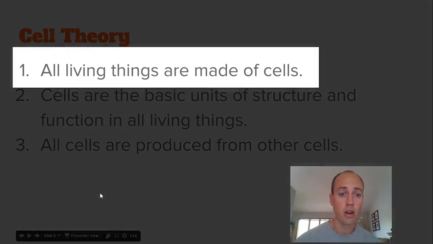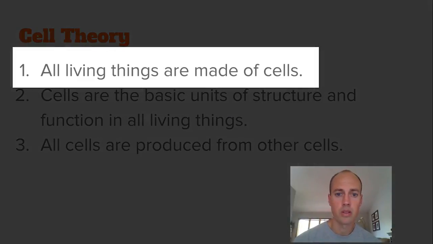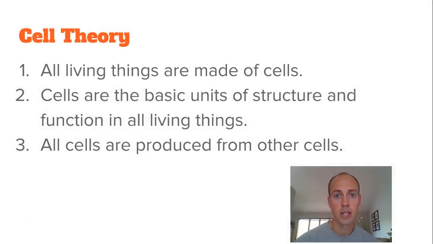The first is that all living things are made of cells, whether it's a unicellular or one-celled organism, or an organism that is multicellular, such as us and dolphins and elephants and dust mites even. They're all made of cells. If they're not made of cells, they're not actually a living thing. So that's kind of a key component of the cell theory.